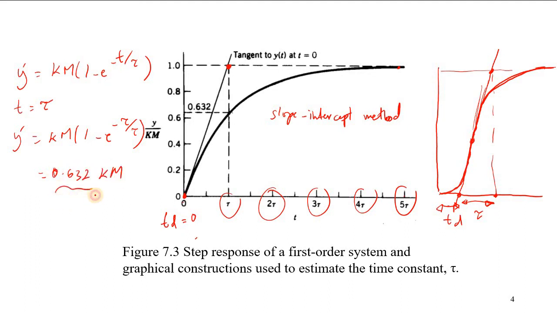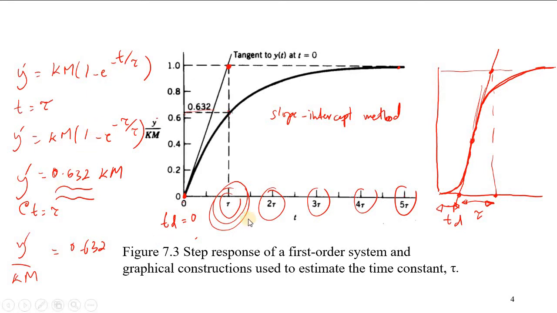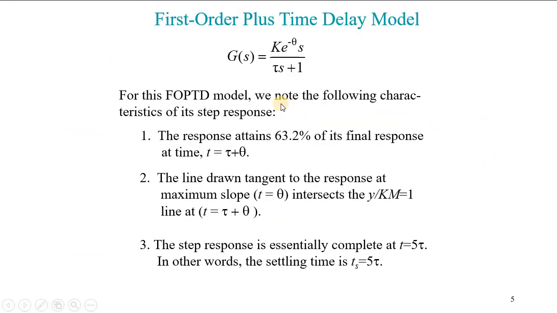Okay, and this is where we obtained that y prime at t equal to tau gives 0.632 Km. And here we are plotting y over Km, so we are going to obtain exactly 0.632. Okay, so this is the way you can get the value using the slope-intercept method.